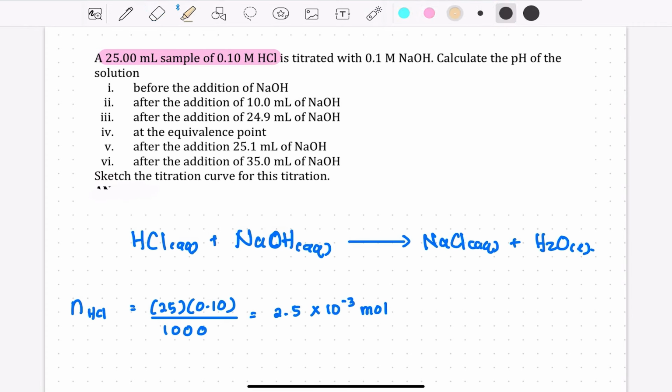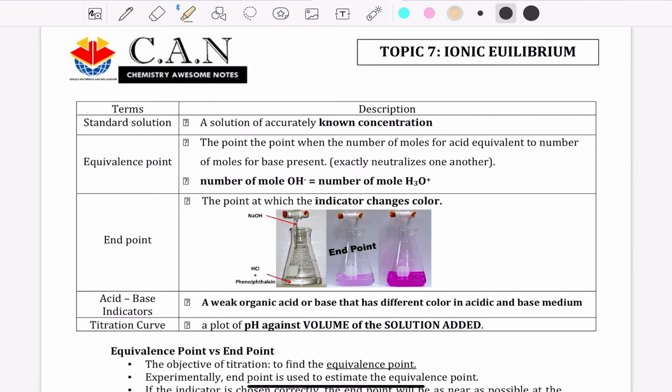Okay, now let's take a look at the fourth question, which is: calculate the pH of the solution at the equivalence point. Now, before that, let's take a look again. What is the equivalence point? The equivalence point is the point when the number of moles of acid is equivalent to the number of moles of the base.